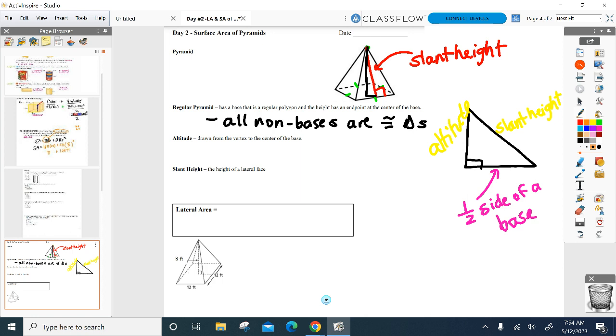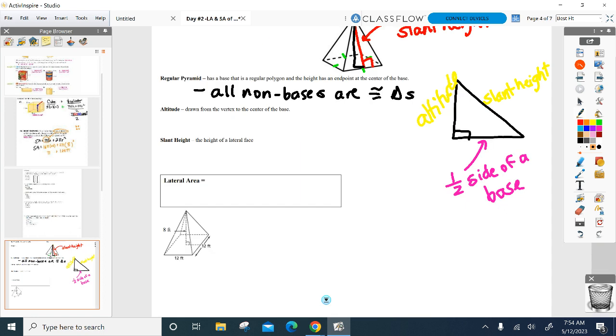Pythag, yeah. Good. You ready to use it there? Yeah, I'm keeping it going.